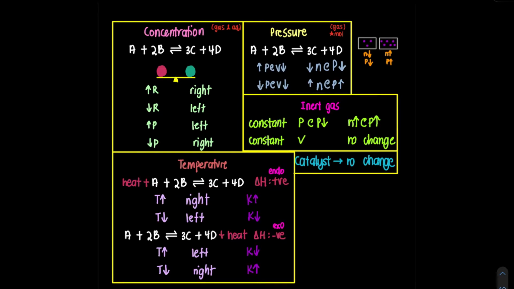But then, we assume the reaction is in equilibrium, and we decrease the temperature. What will happen is that it will counter back by increasing the temperature again. To increase the temperature, we look at where the heat is. Here, heat is on our reactant side, our left hand side. That is why it shifts to the left.